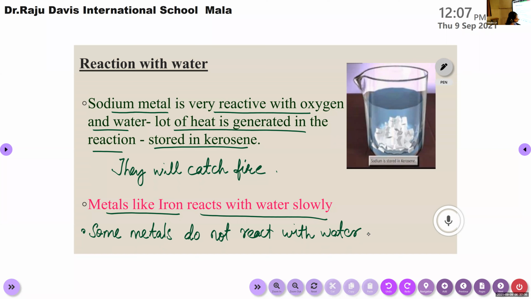Hessa, can you please read the slide? Sodium metal is very reactive with oxygen and water. A lot of heat is generated in the reaction. Stored in kerosene. They will catch fire. Metals like iron react with water slowly. Some metals do not react with water. One minute, children.